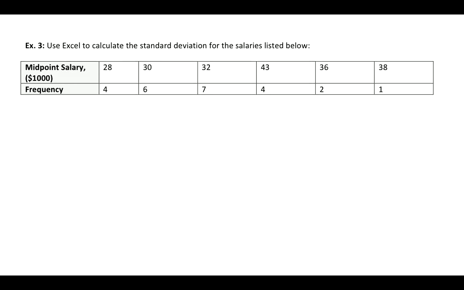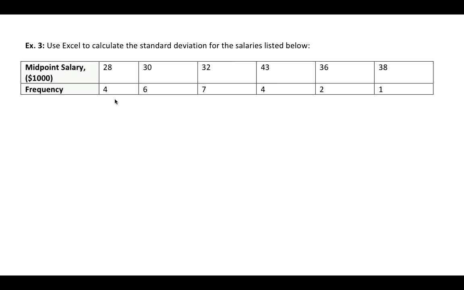Here we go. Use Excel to calculate the standard deviations for the salaries that are listed below. So we get $28,000, we get $30,000, we get $32,000. We get $43,000, we get $36,000, and we get $38,000. So these aren't in order, but they're also not even midpoints. We haven't even given intervals. We're not interested in intervals.